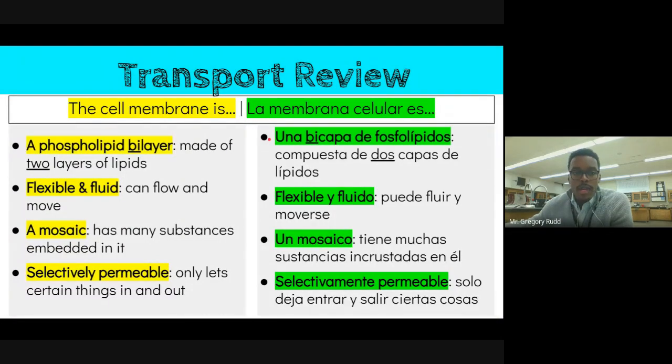Number one, this cell membrane is a phospholipid bilayer. That means that it's made up of 2 layers of lipids. There we see yet another one of our 4 biological compounds. We see lipids right there. We also know that the cell membrane is flexible and fluid, which means that it can flow and move and change shapes as is necessary.